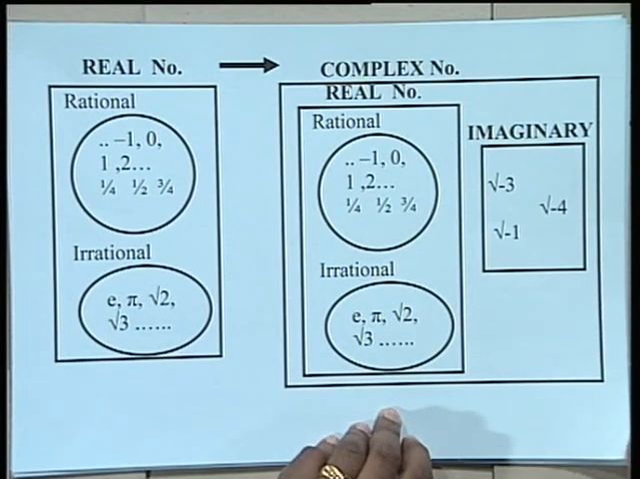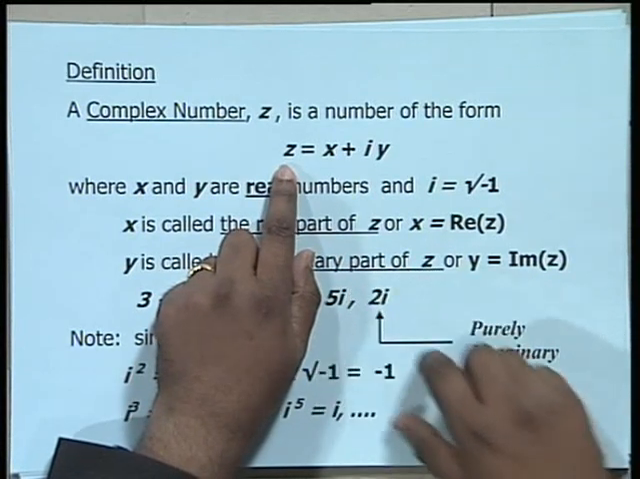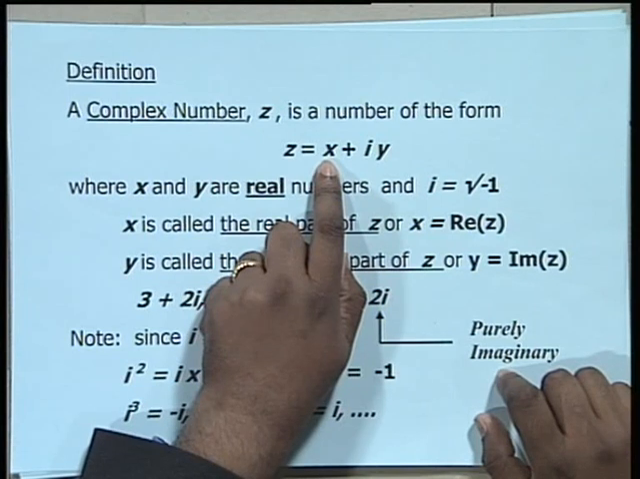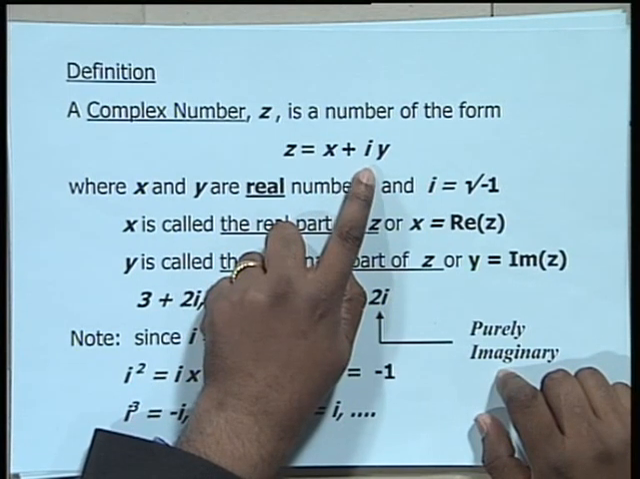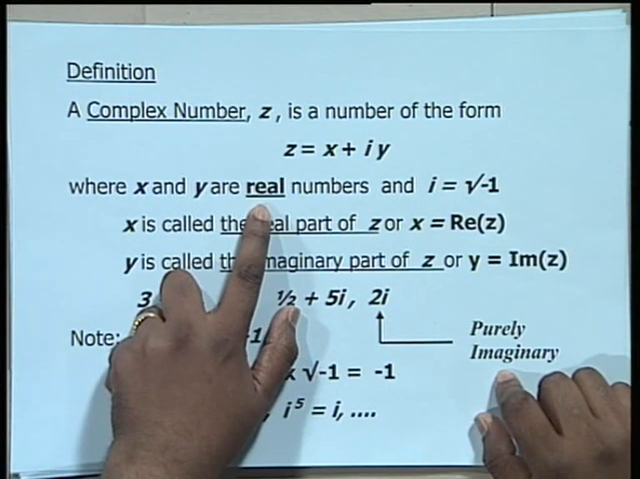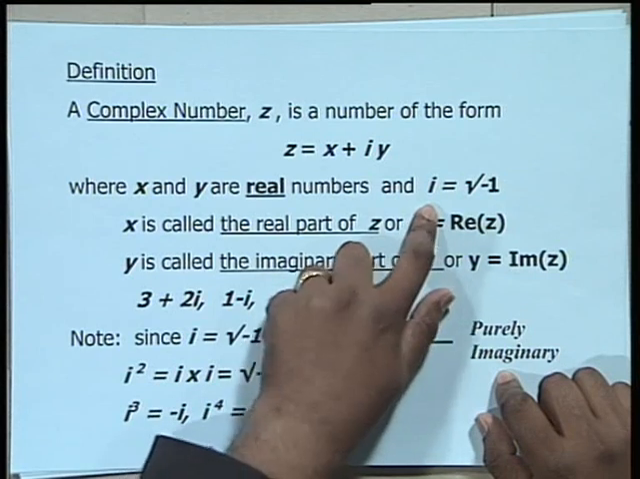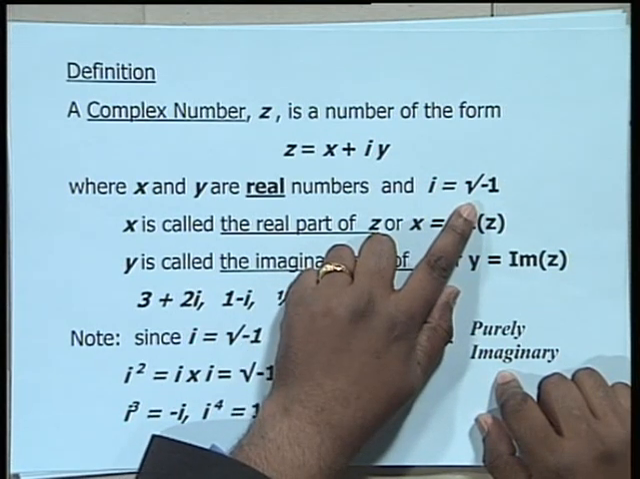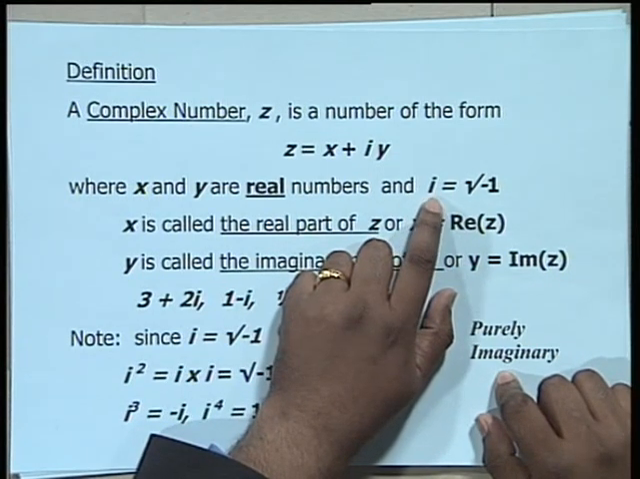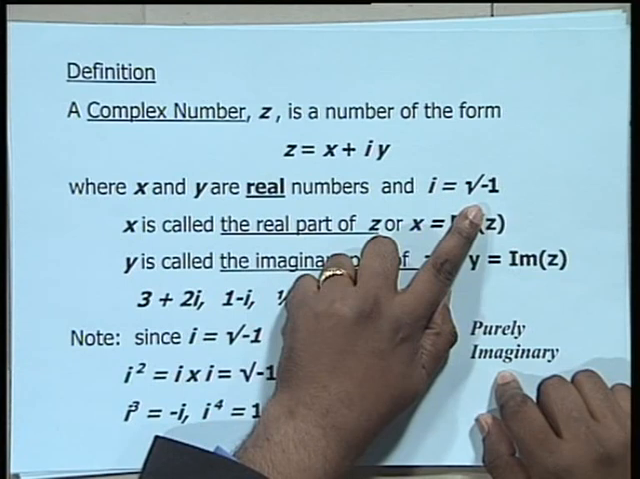So, let's define a complex number. What is a complex number? A complex number is a number which has the following form: z equal to x plus iy. So remember, this is the form of a complex number, x plus iy, where x and y are real numbers and i is defined as square root of minus 1. This is a new symbol, i, square root of minus 1.